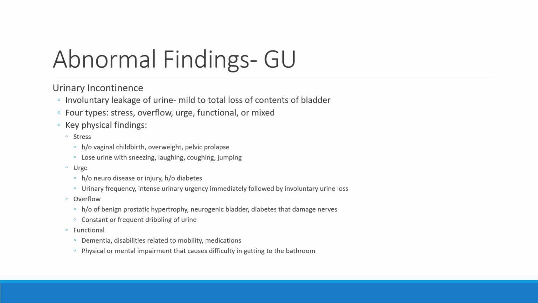Overflow is usually seen with benign prostatic hypertrophy, neurogenic bladder, or diabetes that can cause damage to the nerves. With overflow, the patients have constant or frequent dribbling of urine. And functional, we can see in patients who have dementia, disabilities related to mobility or medication. So these patients have physical or mental impairments that cause difficulty with them getting to the bathroom.